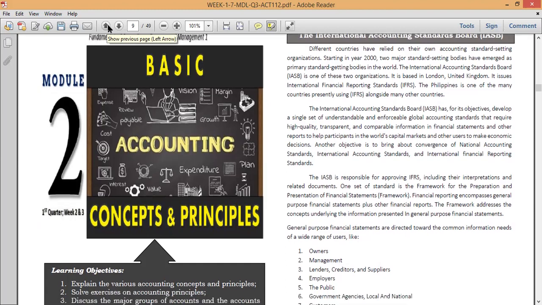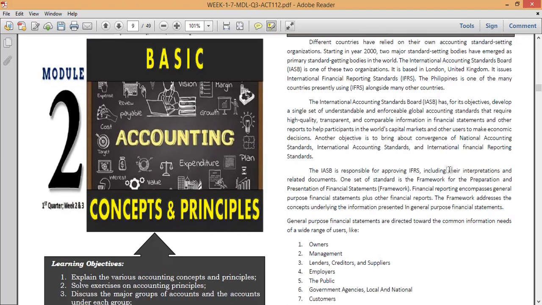For its objectives: develop a single set of understandable and enforceable global accounting standards that require high quality, transparent, and comparable information in financial statements and other reports to help participants in the world's capital markets and other users make economic decisions. So of course, our investors, our future investors, are knowledgeable when it comes to checking the different financial statements of a certain company. That is why accounting standards were created when it comes to financial reports.